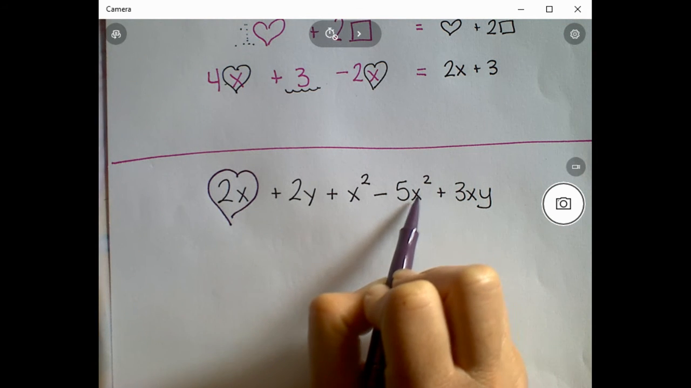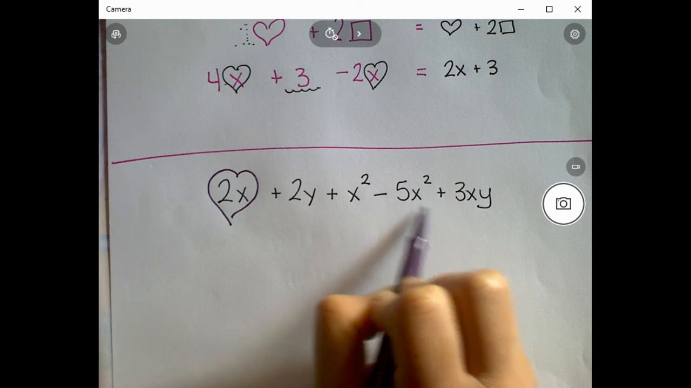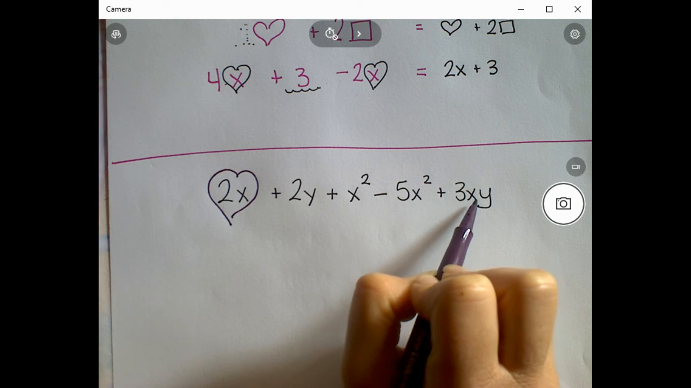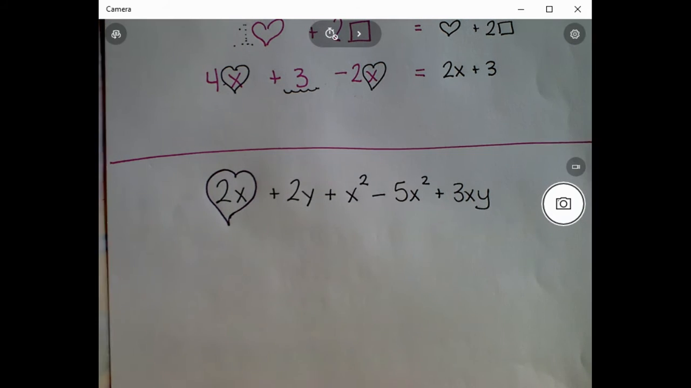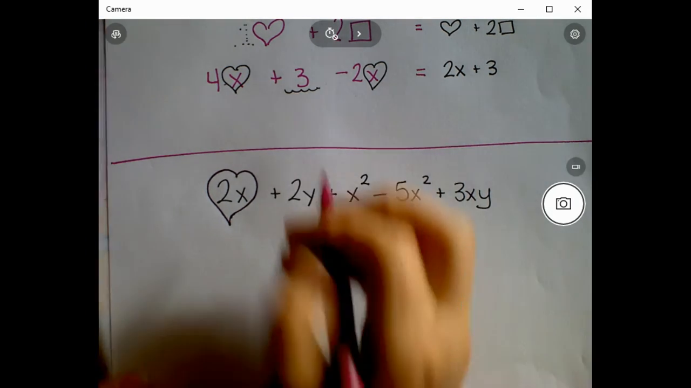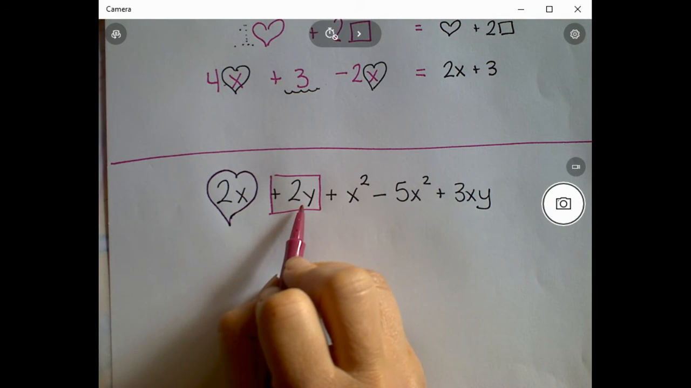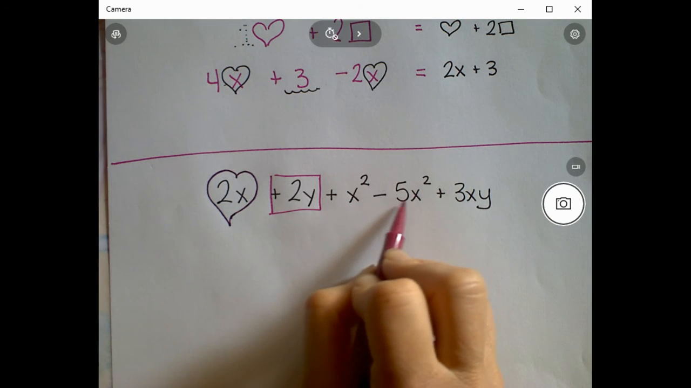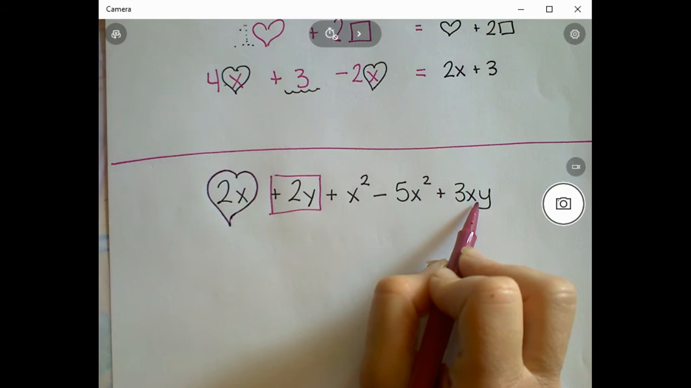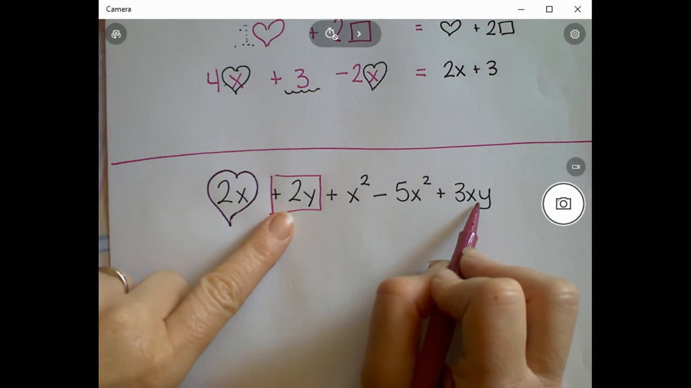This has an x, but again, it's x squared, so that doesn't work. And this one has an x, but it also has a y next to it. That is not like terms. It has to be exactly the same. So 2x stays by itself. Let's do the same for y. We have 2 y's right here. We're going to look through for more that contain just y. No. Well, here's a y, but that y has an x right next to it. This is not like terms, so we cannot combine those.